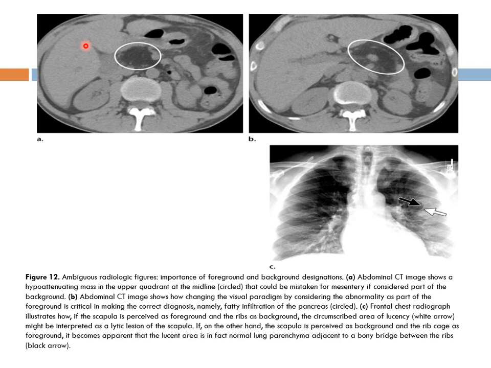Just mesenteric fat, yes. Another example, this chest X-ray. If we regard the scapula as the foreground and the ribs as the background, you see there is a lucency, so you may think this is a lytic lesion in the scapula. But if we regard the ribs as the foreground and the scapula as the background, you know this is the lung tissue near the ribs, just overlapping. Yes.